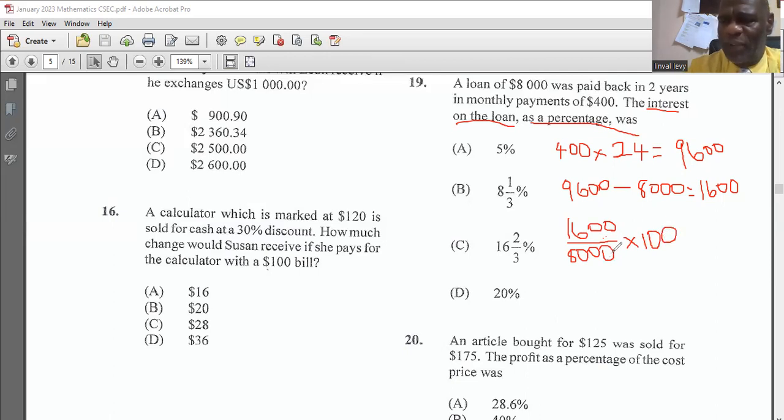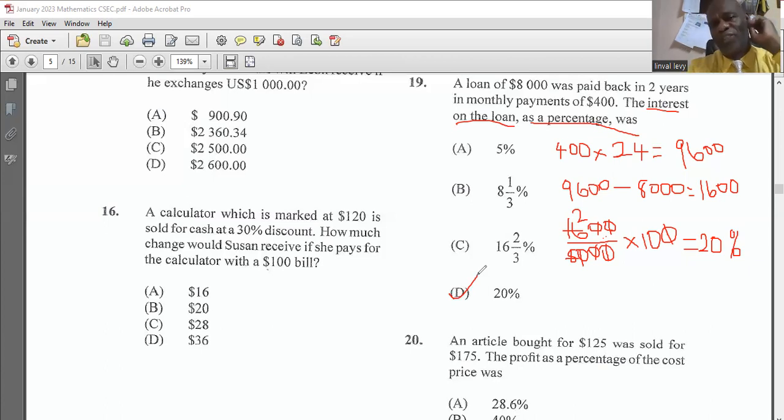Good. So we can go ahead again. We can cancel our zeros. So this 0 cancels that one. This one cancels this one. This one cancels this one over here. And we can say 8 into 8 is 1. 8 into 16 is 2. And 2 times 10 is 20. So the interest as a percentage of the loan would be 20%. Your answer is D. Right?